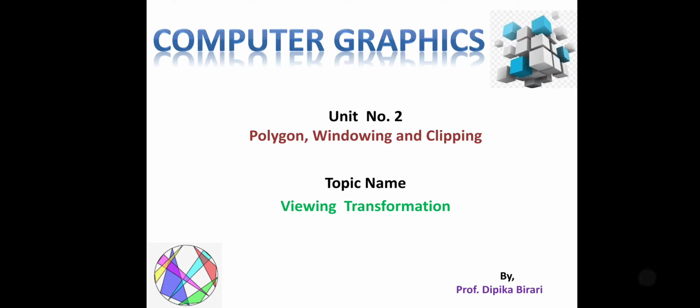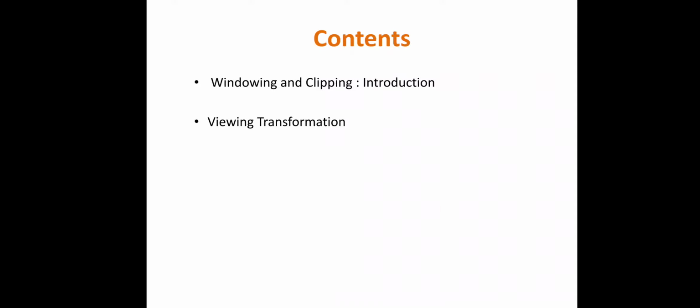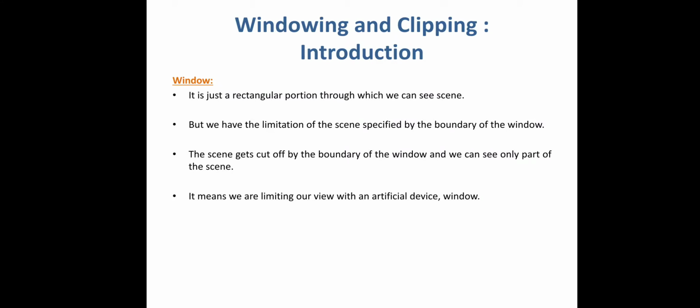So what we have covered up till now is the line generation algorithm, then the circle generation algorithm, then how to draw a polygon and how to fill that polygon. These techniques we have seen. Now we are going to see the windowing and clipping of a particular object with respect to the window and screen. With that we are going to see the viewing transformation, and later an example of this viewing transformation. So let's start with the introduction of windowing and clipping.